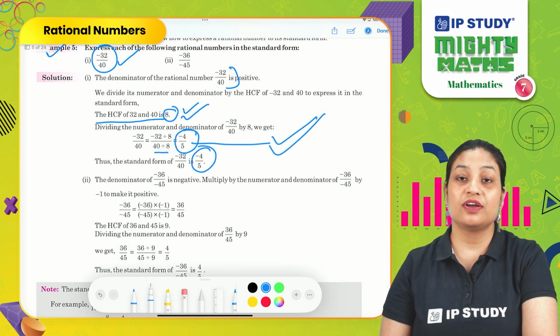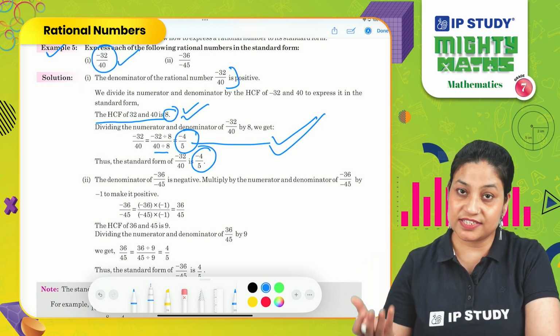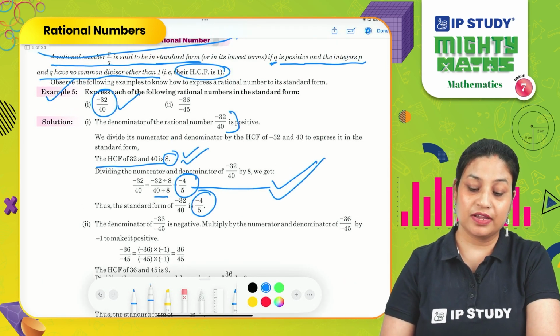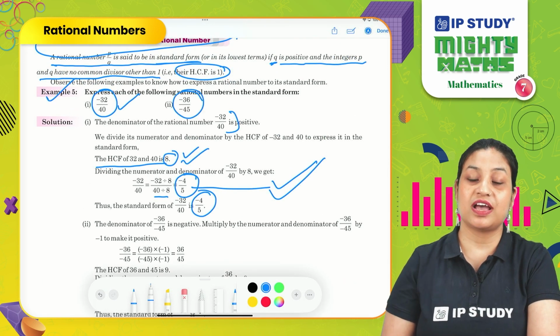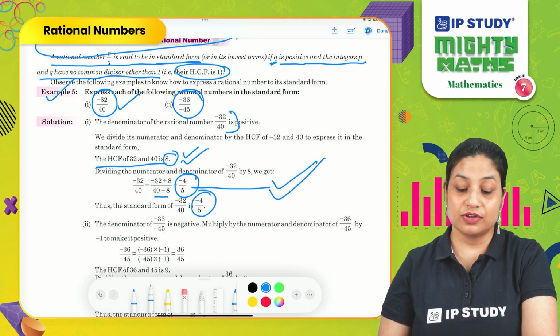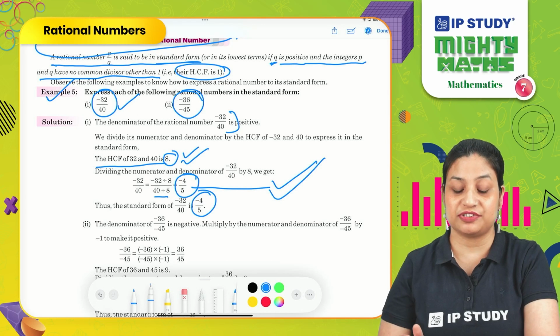So I hope you have understood this example very well. In order to understand this example in a better way, let's take another example. Let's say we have this rational number minus 36 by minus 45. So what rational number is it, positive or negative? It is a positive rational number.